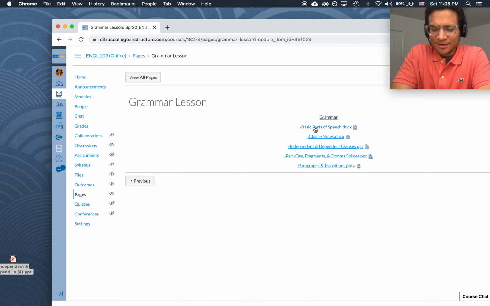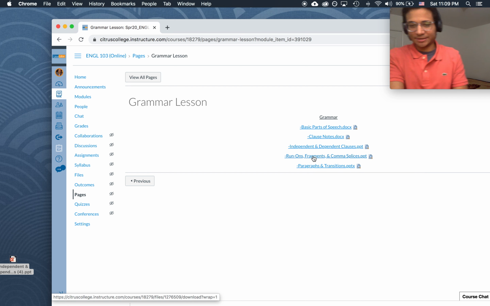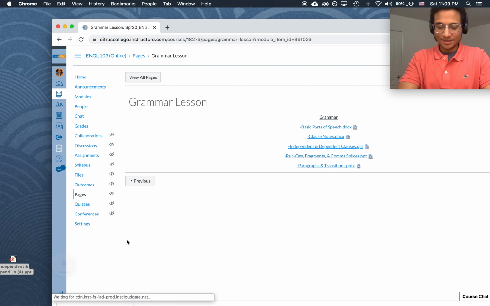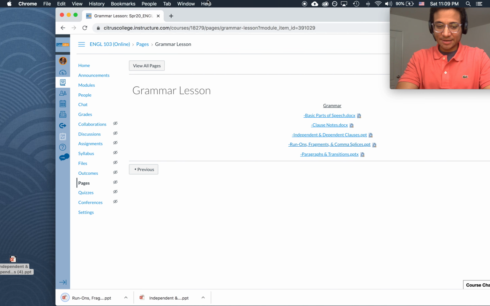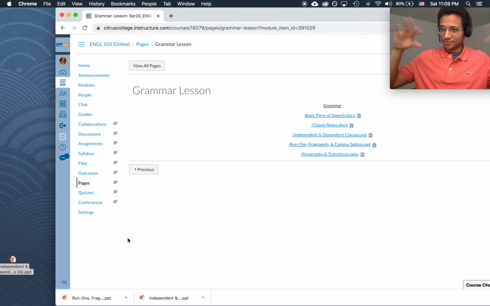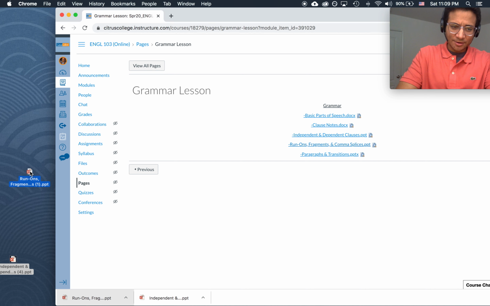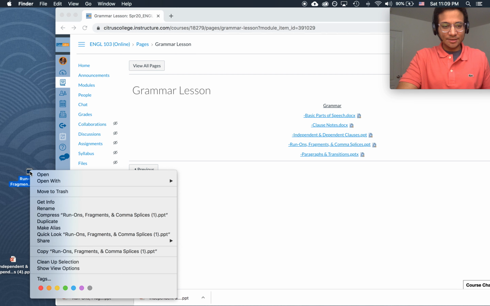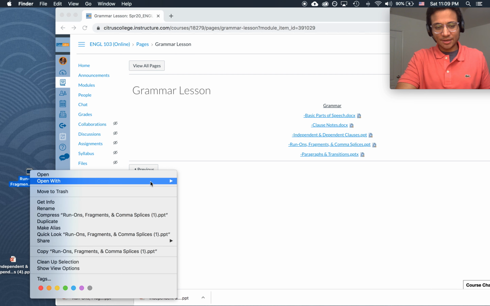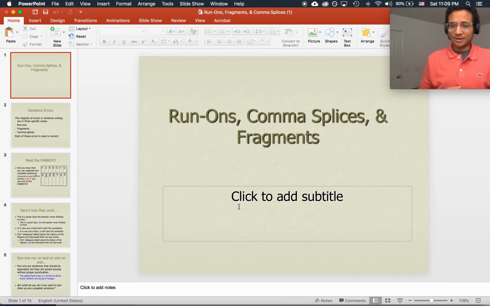If you guys are stuck there. Okay. Basic parts of speech, clause, independent clause. We just did. Okay, next one. This one says run-ons, fragments, and comma splices. Go ahead and download it. If you have the same problem that I have, that for some reason it just shows scrambled code, then here's what you can do. You can do what I did, and that actually helped. Grab it. As long as you know where the file is, then go to right-click, go to Open With, and hopefully you have PowerPoint. Just open it with PowerPoint, and there you are.